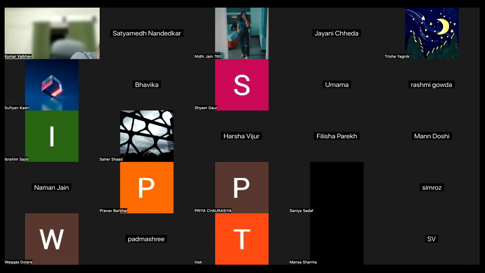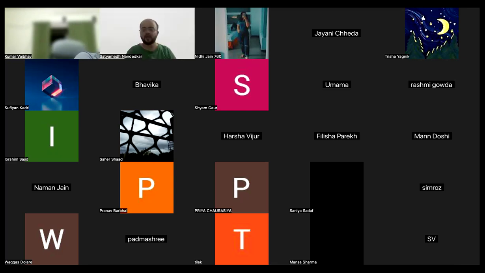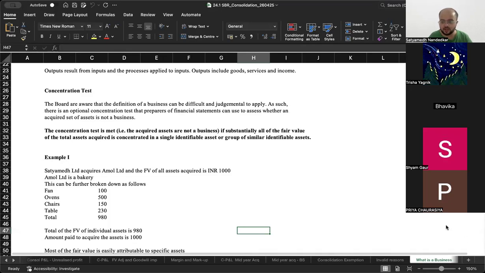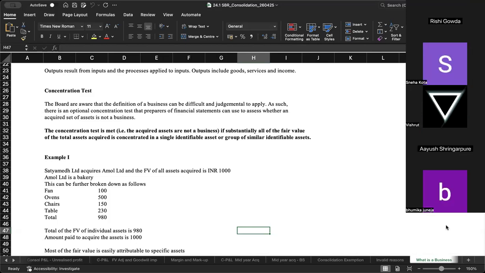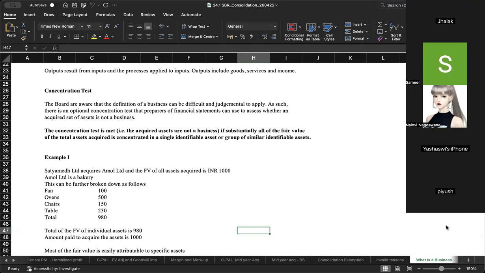The first one is the concentration test. The second one is the elements of business test. What does the concentration test say? The concentration test is satisfied if substantially all of the fair value of the total assets acquired is concentrated in a single identifiable asset or a group of similar identifiable assets. It is also known as the optional concentration test, not just the concentration test. It is an optional test, which means it's not compulsory to apply this in order to determine whether the other entity is a business or not.